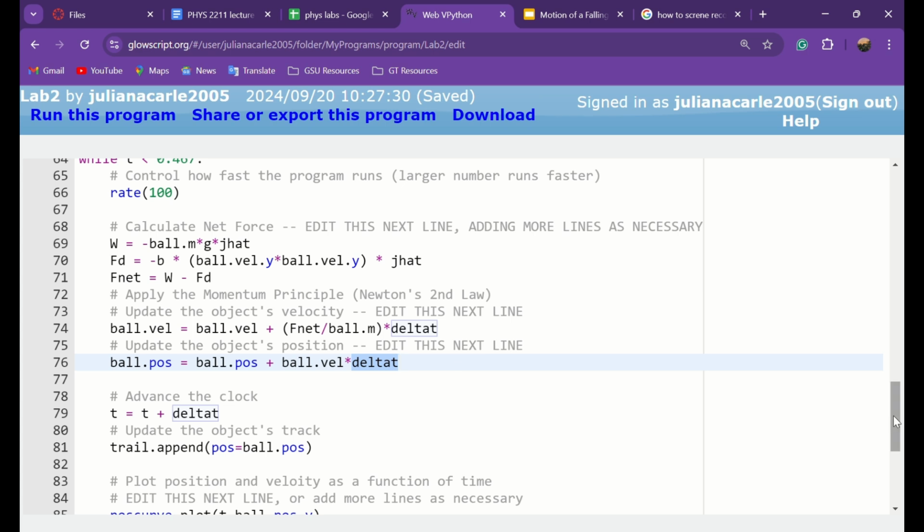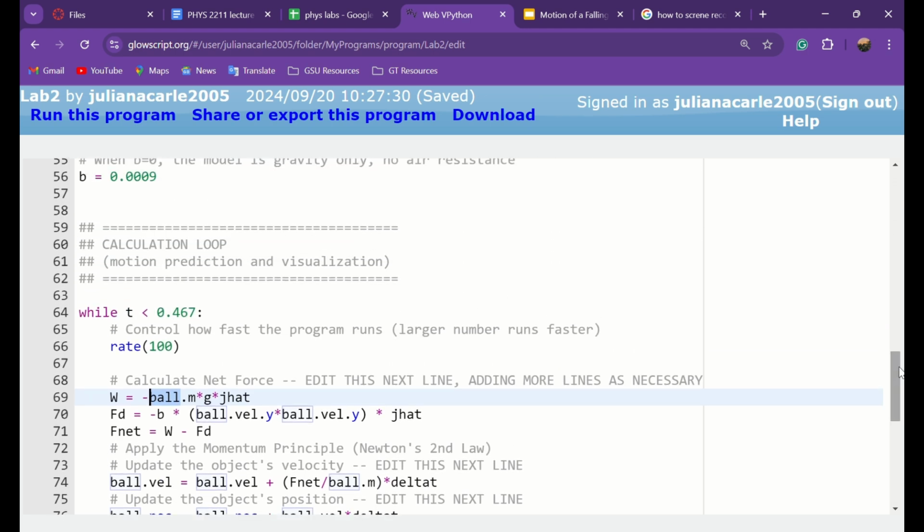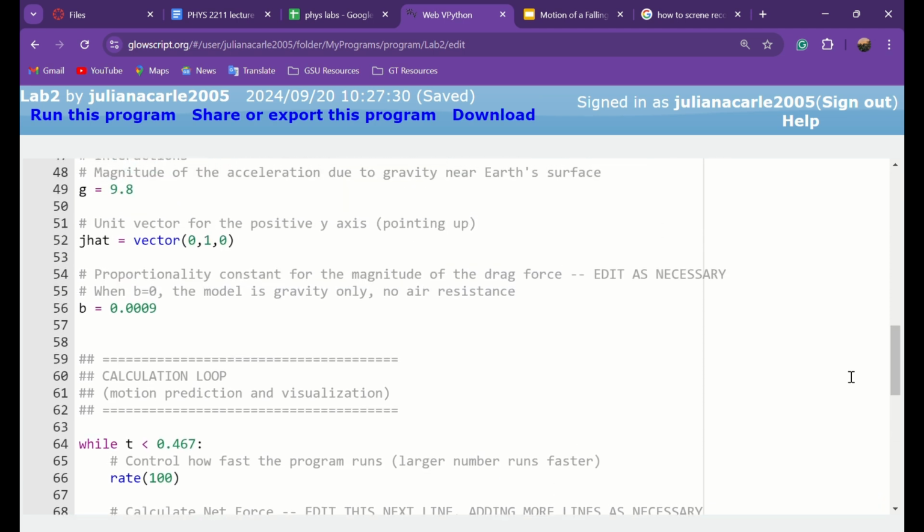And the net force for the model that just included the force of gravity was just this weight, which was defined by this line of code. And then with the model that included drag force, we added drag force to the net force equation and defined drag force in this line of code. Our time was edited to be 0.467 seconds, and our B value was determined through the empirical method where we guesstimated and ran the code several times.